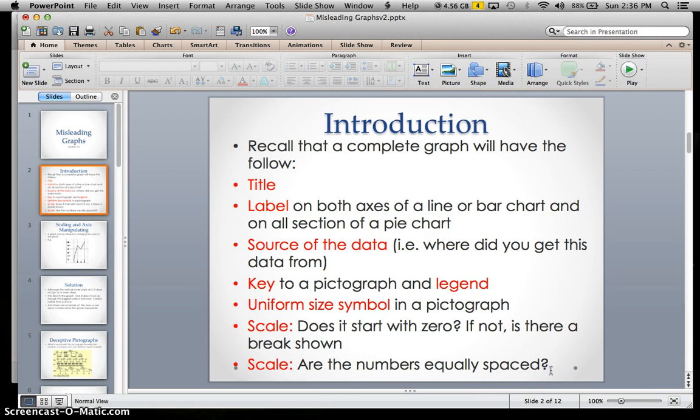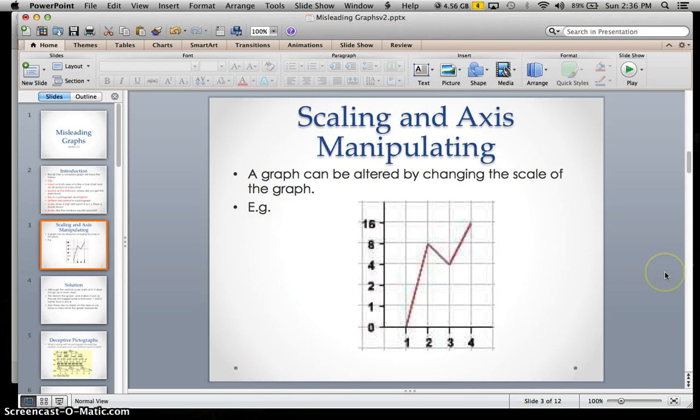Okay, so let's take a look at some examples of how graphs can be misleading and how they can give off the wrong idea or impression. One way that we can mislead with data is by altering the scale of the graph. Okay, so let's take a look at this graph. Everyone take a close look at it. Why is this graph misleading?